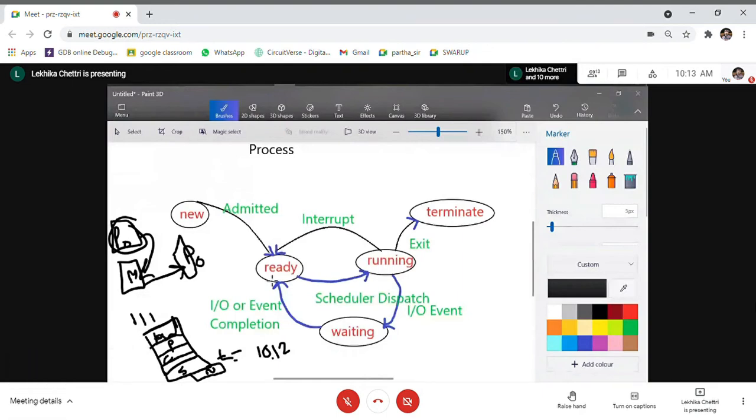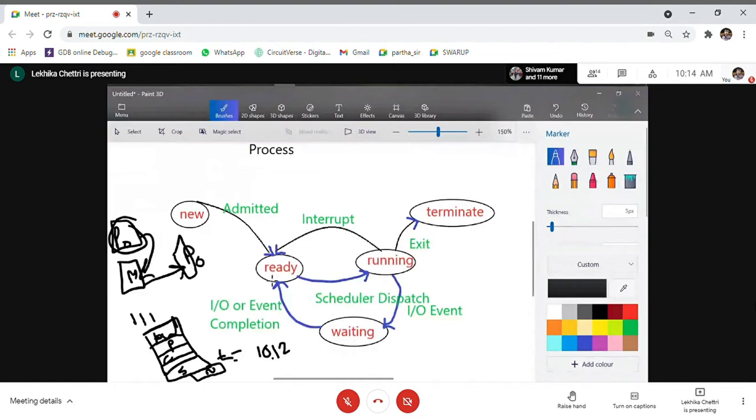Okay, so that means when something is needed by the processor, the process will enter into running, and if there is some interrupt, it will go to ready, and if it has some resource to wait for, it will enter into the waiting state here. Then remember, the process is waiting for some resource.